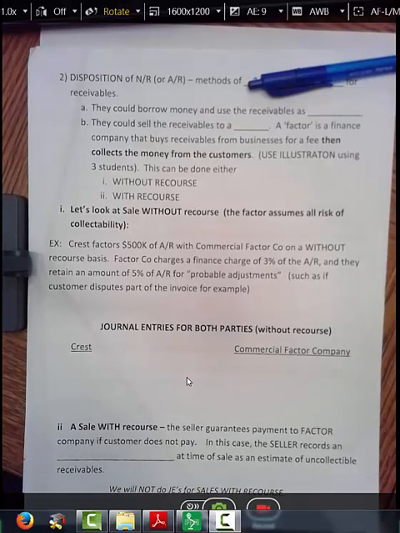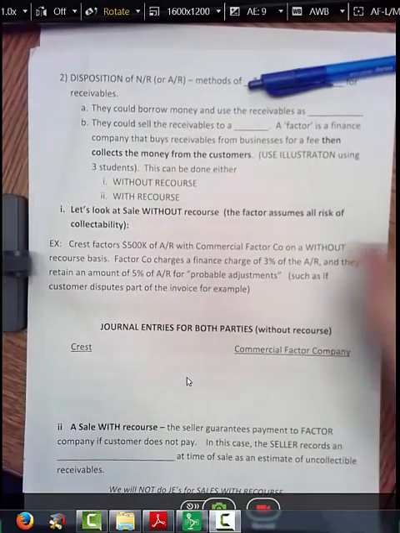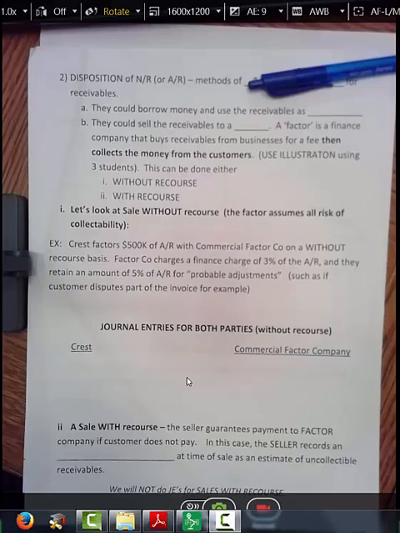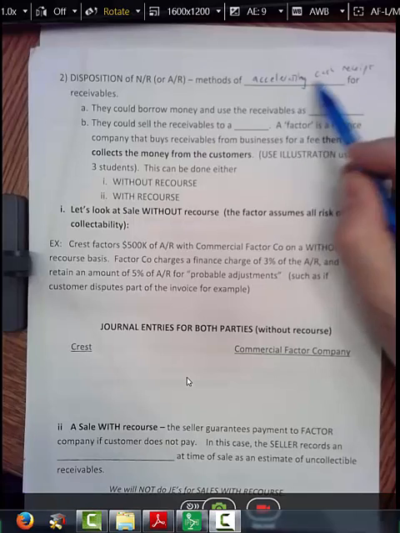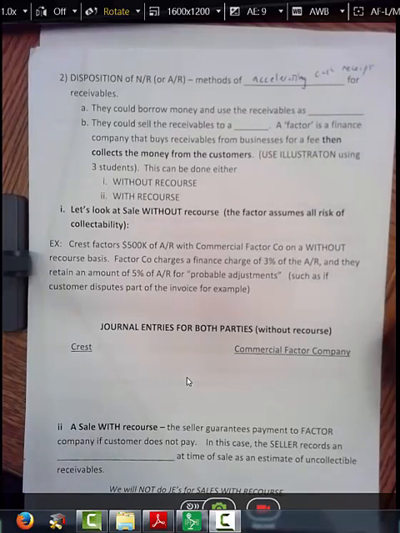Hey guys, let's talk about another issue that is in your book under the special issues having to do with receivables, and that is the disposition of notes receivable or accounts receivable. That's just a fancy word for saying disposing of notes receivable or accounts receivable. Now, in the ordinary course of business, you have a receivable on your books, and the customer pays you, and you have the cash now, and you take the receivable off your books. But there are methods of accelerating the cash receipt for receivables, and that's what we're going to talk about.